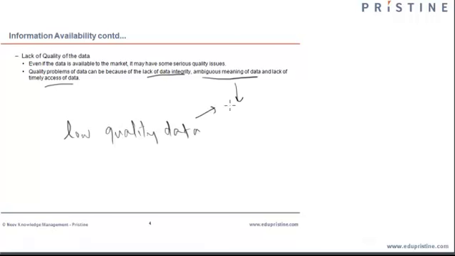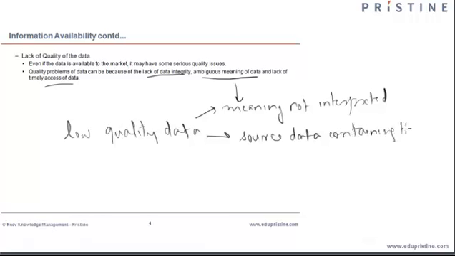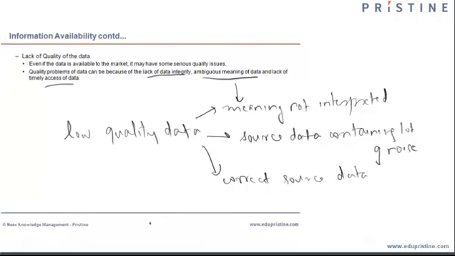This low quality data could be either because meaning not interpreted properly, source data containing a lot of noise, or correct source data available but after a lot of lag or not in a timely manner. In case the right quality data is not available, we must try to understand how we can resolve the data shortfall issues.